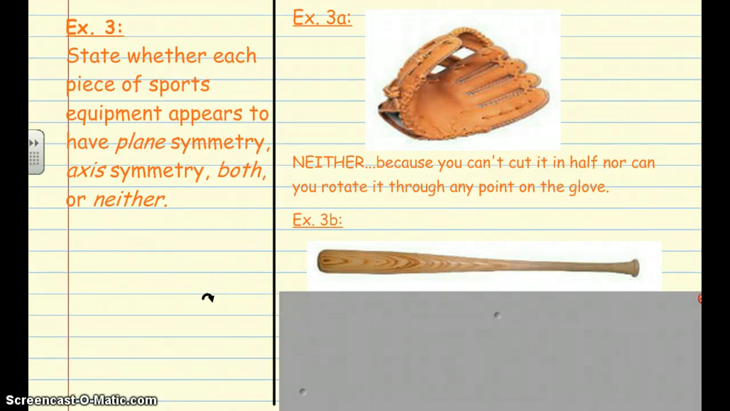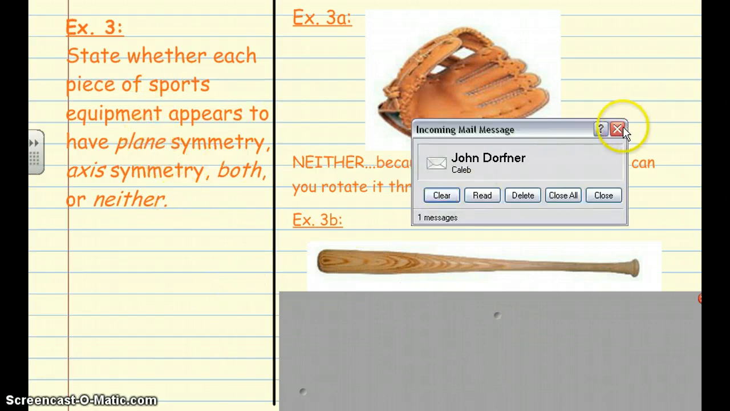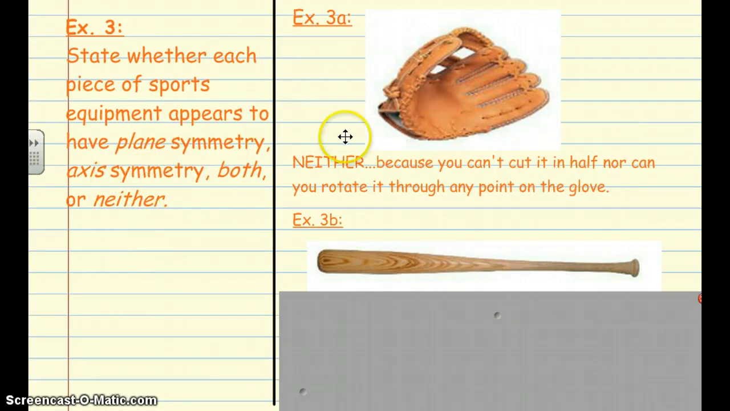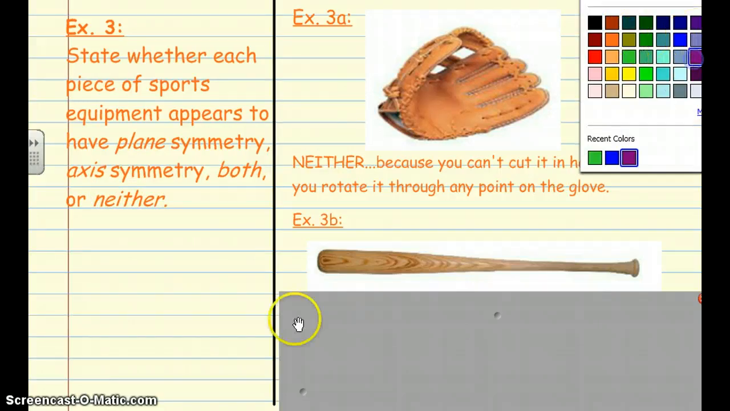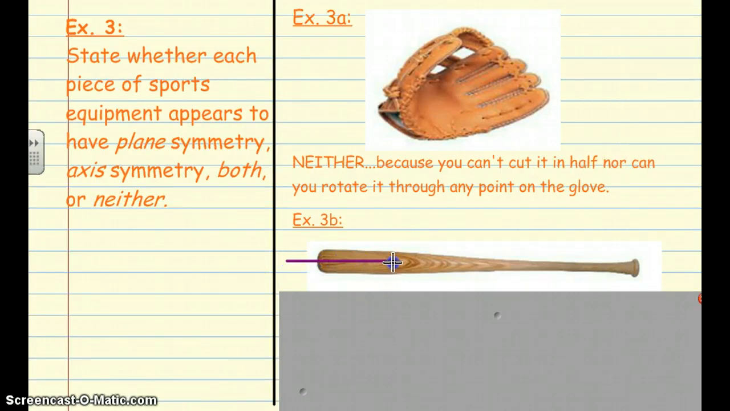Okay, the second one is the bat, this wooden bat, and 2 questions. 1, does it have plane symmetry? And 2, does it have axis symmetry? And so the first thing that I can recognize when I look at this is if I take a saw, I can cut that bat completely in half. We didn't do a very good job of lining it up, but I can take a saw and cut it completely in half. And both sides of the bat would match up. Okay, and so there's our plane symmetry.